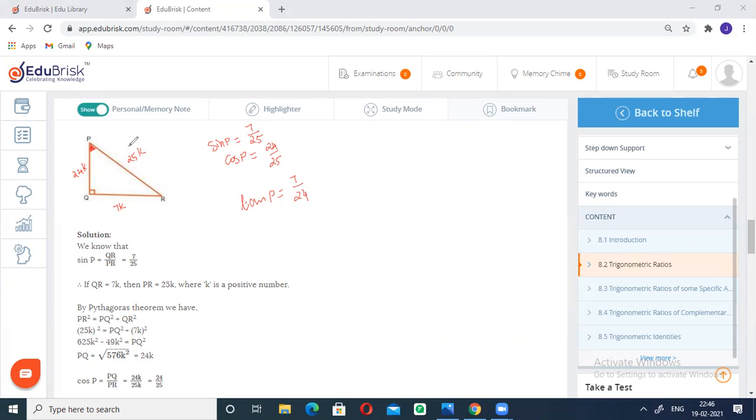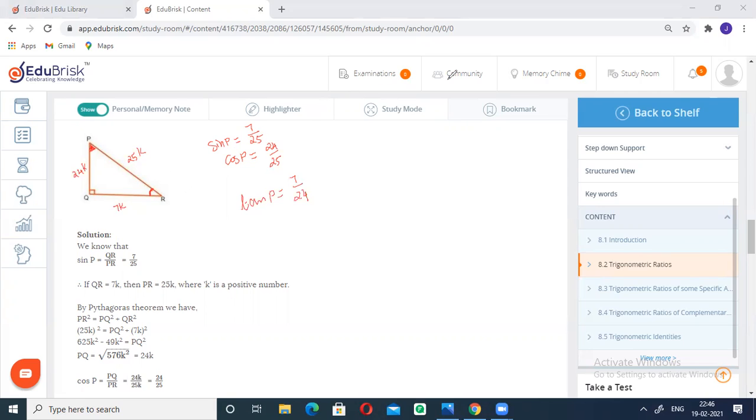The same way, if you want for this angle, then the only difference is this will be taken as the opposite side and this will be taken as the adjacent side. So sine of R will come as 24 by 25 and cos of R will come as 7 by 25, just vice versa. So we will be able to write all the trigonometric ratios.